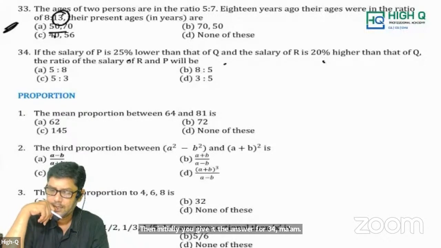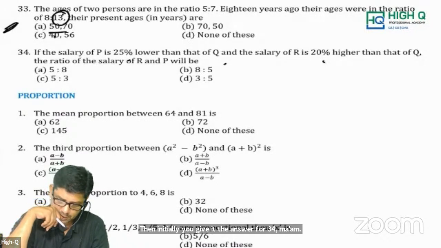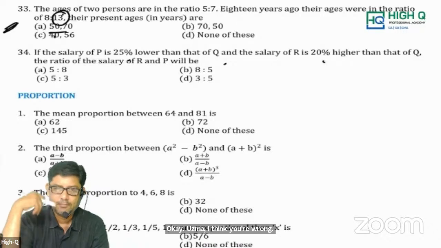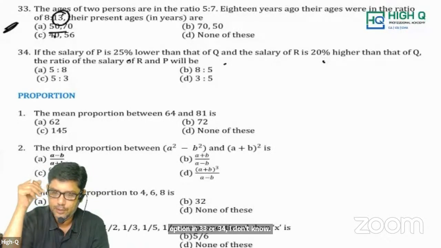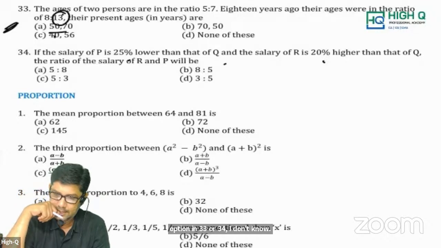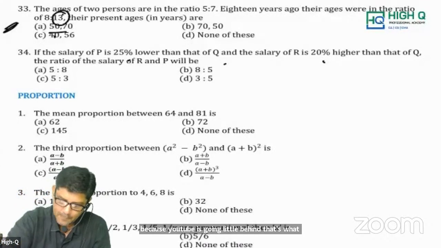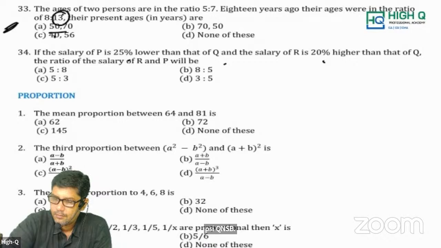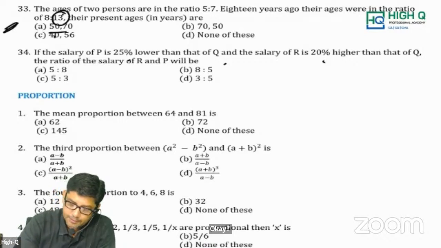Okay, Usma, I think you are wrong. Acha, Usma, which sum did you give the answer for, outside option 33 or 34? I don't know, because YouTube is going a little behind. Sai has given us B. Okay. Fine. Now I'll do it.